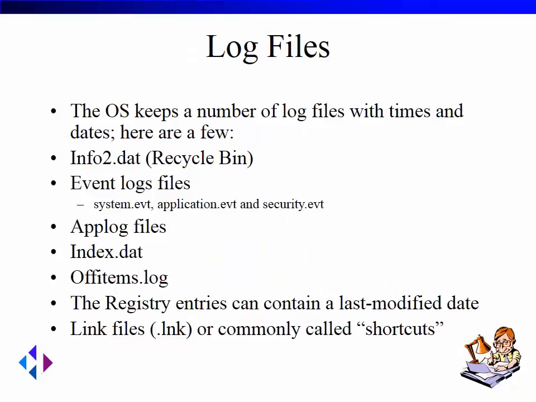The operating system keeps a number of log files with dates and times, but here's just a couple that we'll talk about. The info2.dat, which is the recycle bin, event logs like the system, application, and security event logs, and the app log files, index.dat, and the offline items log. The registry entries can all contain created and last modified dates and times. Link files, more commonly known as shortcuts, can contain creation dates and times, modified dates and times, and last visited dates and times. All those files have dates and times within them.